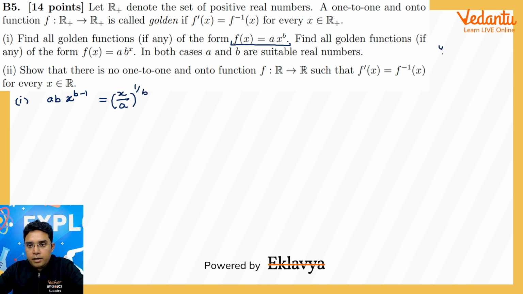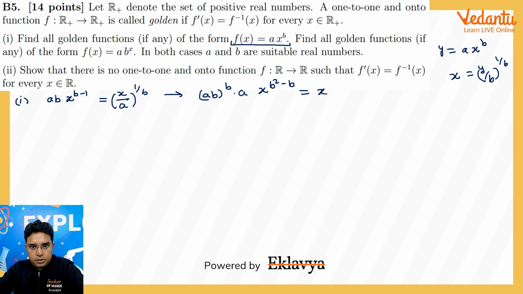See, to find the inverse, we just use y is equal to a into x power b. So we get x is equal to (y upon a) whole power 1 upon b, and replacing x and y, we get the inverse. Now if I raise the power by b on both sides, we will be getting a into b power b into a into x power b square minus b is equal to x. So we will be getting two relations. One is b square minus b is equal to 1.